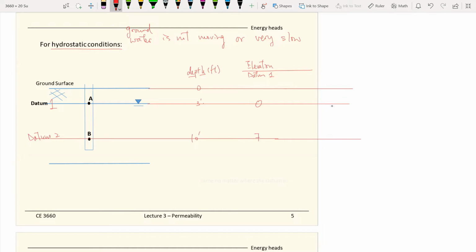If we go back to the ground surface, which is -3, and we choose datum number 2 at point B, then at point B our elevation is 0. And again, moving up, it becomes more negative. Point A is 7 feet up, because we know it from the depth. So this is -7 at point A. And at the ground surface, this is -10.